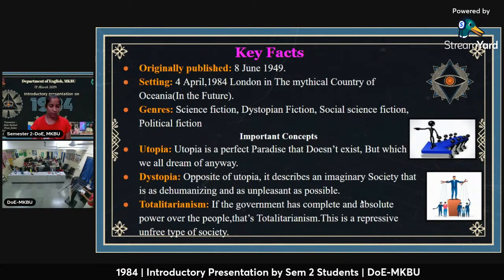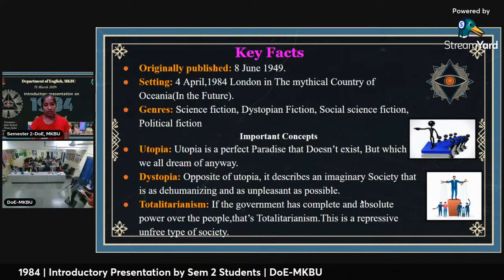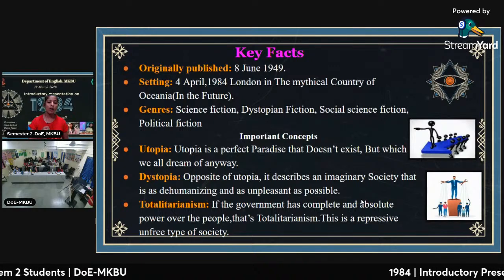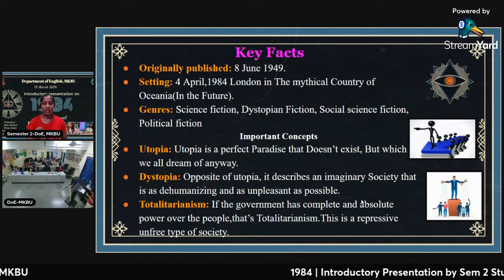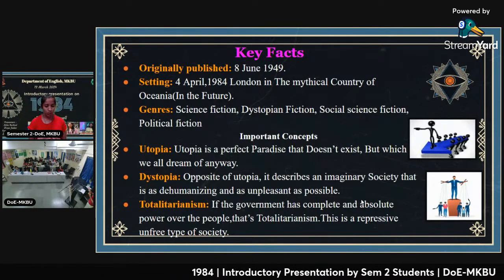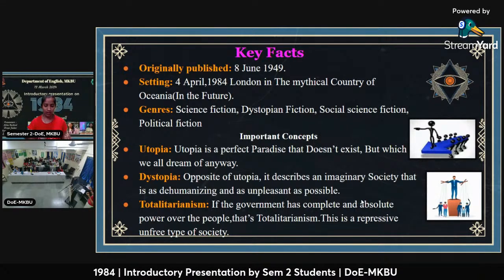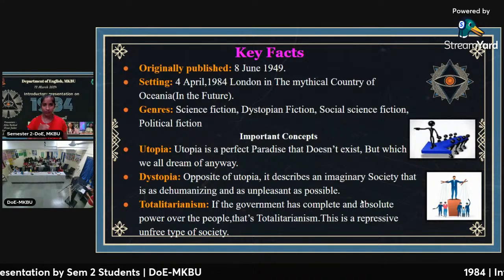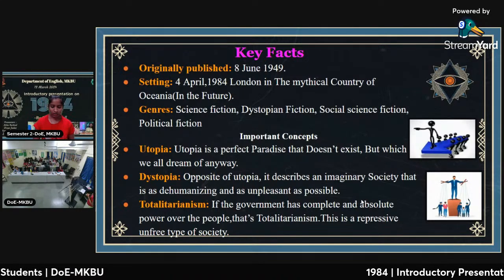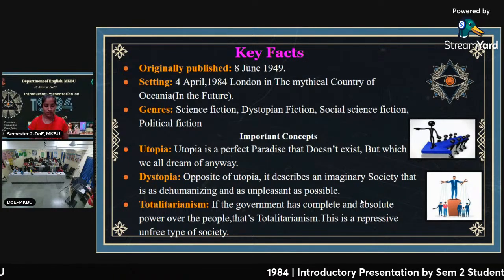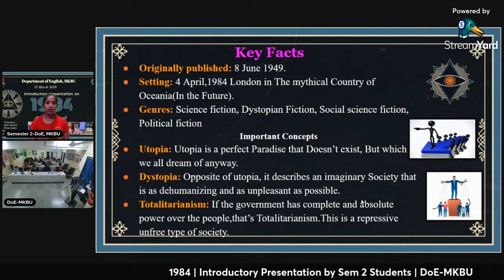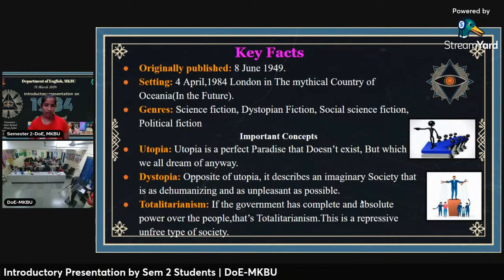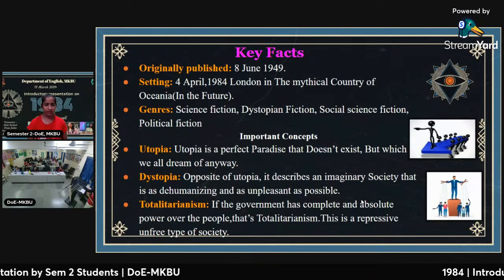Then totalitarianism. What is totalitarianism? If the government has complete and absolute power over the people, that is totalitarianism. This represents an unfree type of society, a total takeover by one party which is led by Big Brother. It is a form of rule in which the government attempts to maintain total control over society, including all aspects of public and private life.